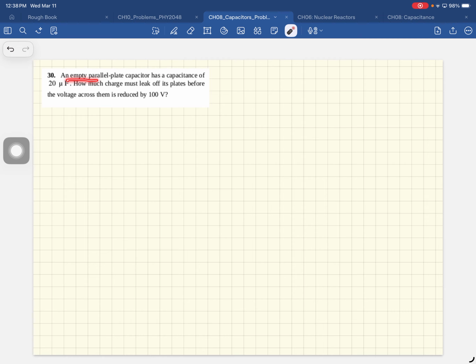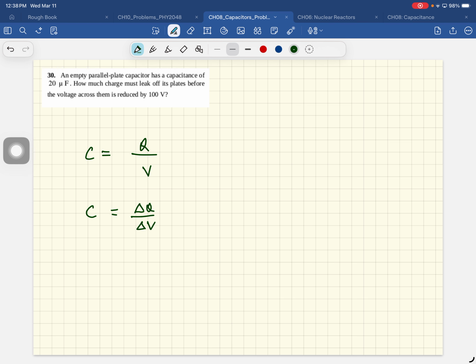Okay, this says an empty parallel plate capacitor has a capacitance of 20 microfarads. How much charge must leak off its plates before the voltage across them is reduced by 100 volts? Okay, so capacitance is that. And so you can think of this as, how much charge you add and the voltage increase gives you the same capacitance.